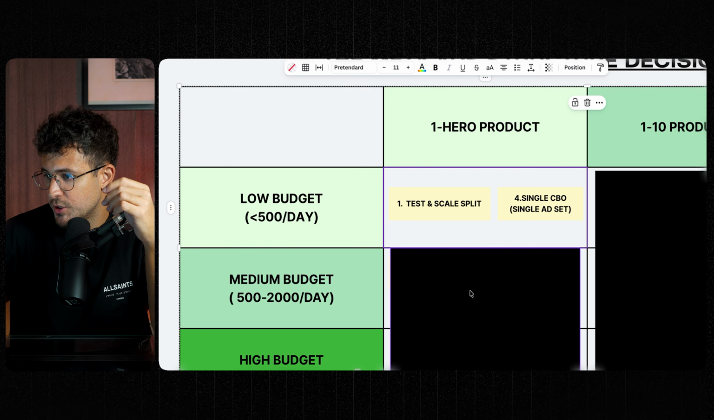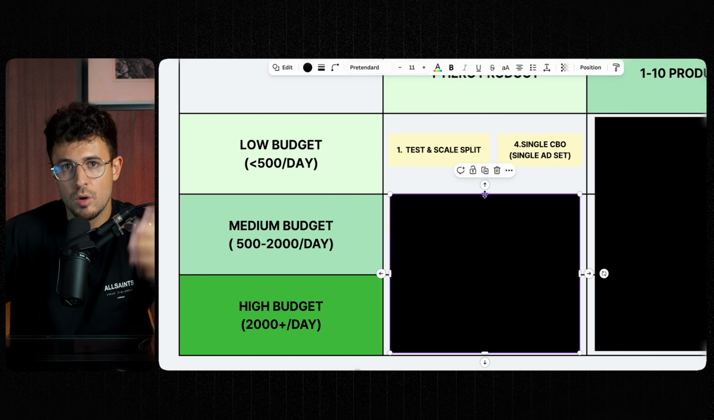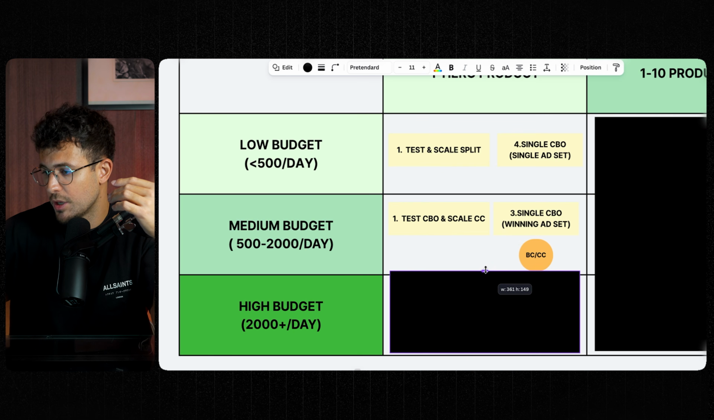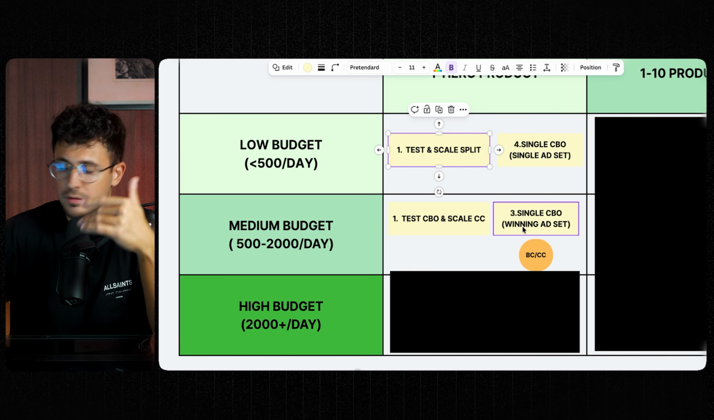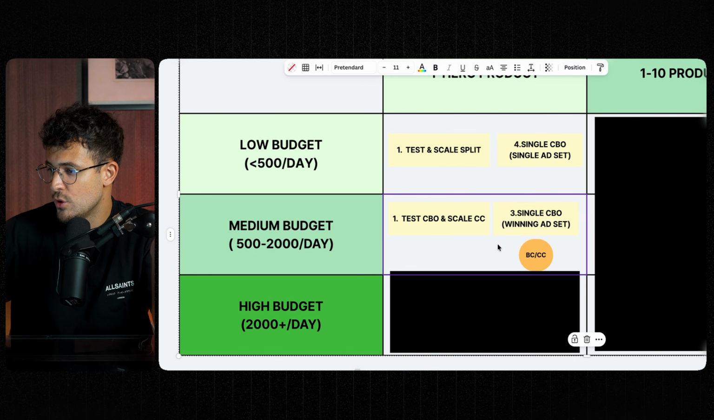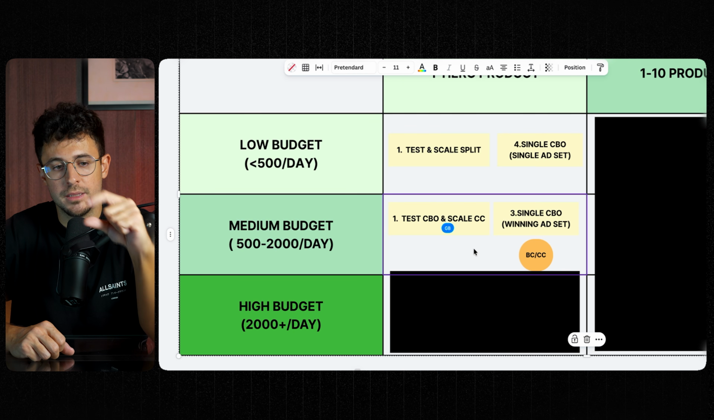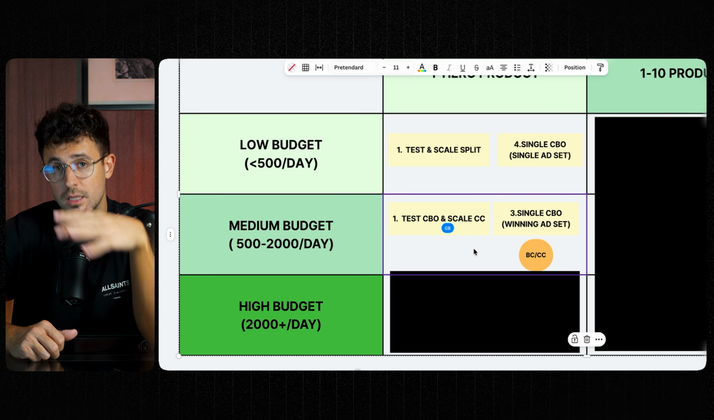Then we have the second option, which is still one product, but now you are increasing the budget. Things are working, you found the angle, you found what works, and so you want to scale. What is going to happen here? You can still keep the test and scale split, still doing what you're doing, and then you have a single CBO winning ad set. So what you can do here is duplicate all the winners inside the same campaign, just creating a new ad set for the winners inside the same campaign.